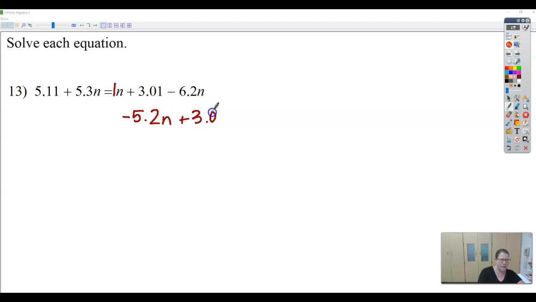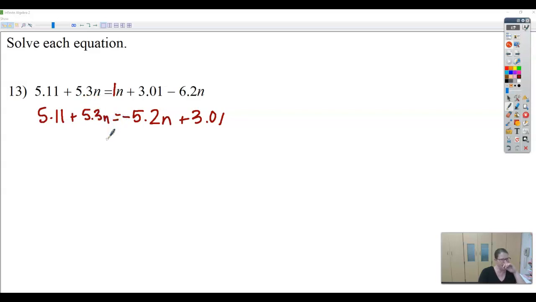And then I've still got that plus 3.01. So all I've done is I've taken 1n and subtracted 6.2n's. If I take 1n minus 6.2n's, I get negative 5.2n's. So this side stays the same because there's nothing I can simplify over there yet.